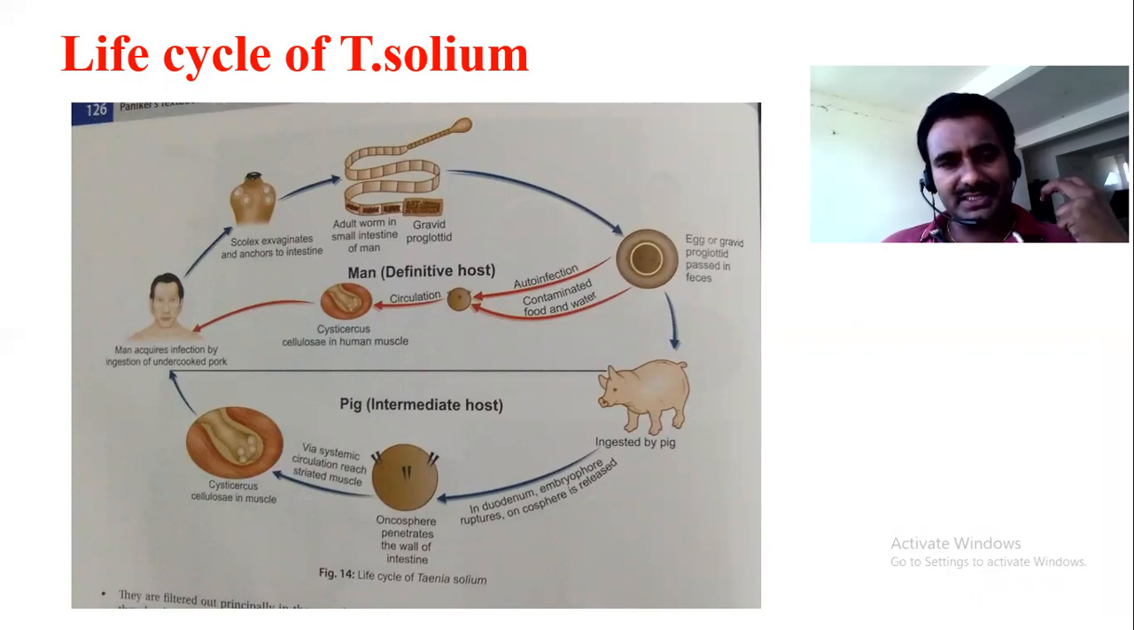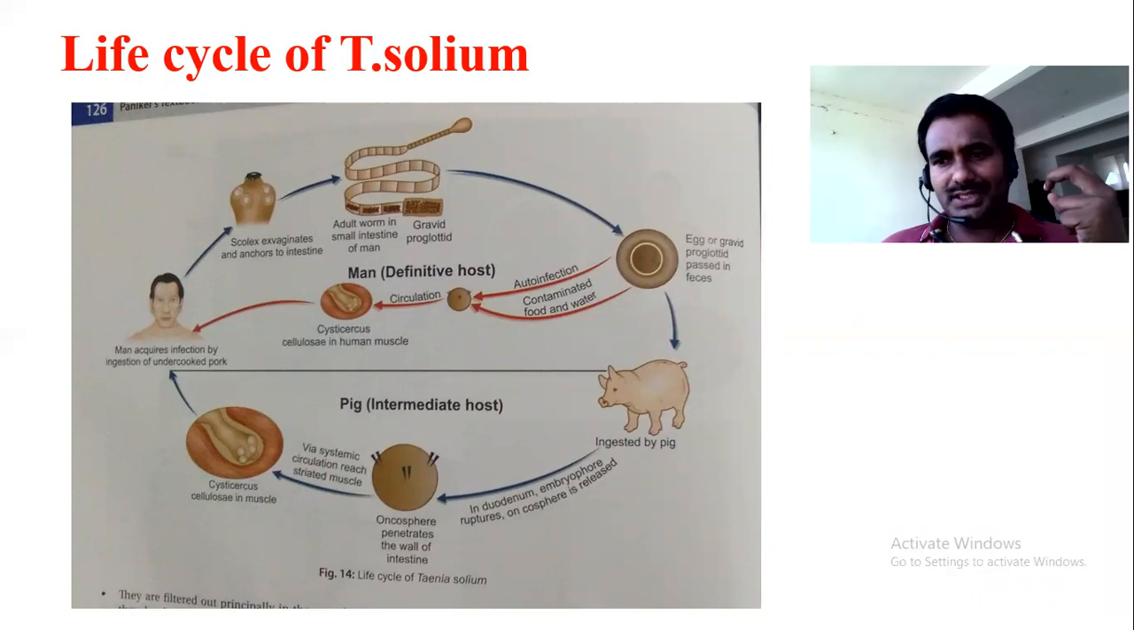is digested in the intestine. Here the scolex evaginates and anchors to the intestine. These scolex are present in the Cysticercus cellulosae, and attach to the intestine. After that, the scolex further develops into the adult worm.